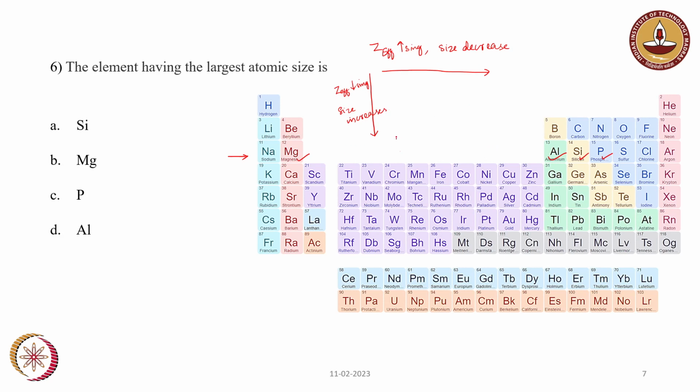So the largest will be magnesium, then aluminum, then silicon, then phosphorus. Phosphorus will be the smallest and magnesium will be the largest. So option B is the answer. Magnesium has the largest atomic size among these four elements.